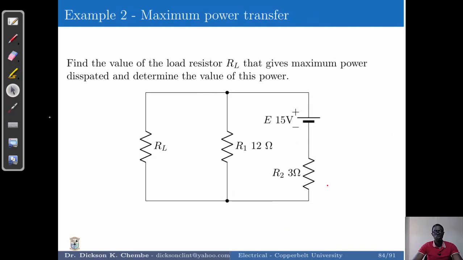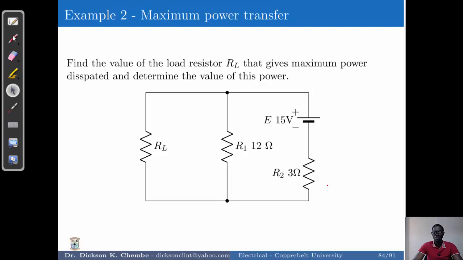In example 2, we're looking at the question which says find the value of the load resistor RL that gives maximum power dissipated and determine the value of this power. For us to do so, we have to determine the value of the Thevenin's resistance, and that Thevenin's resistance value should be equal to the load resistance value for maximum power transfer to occur. So how do we do that?